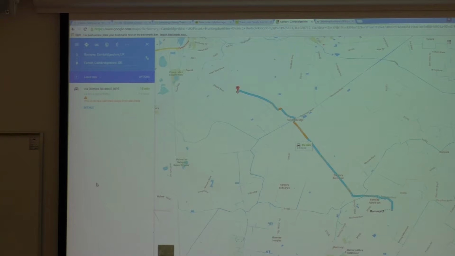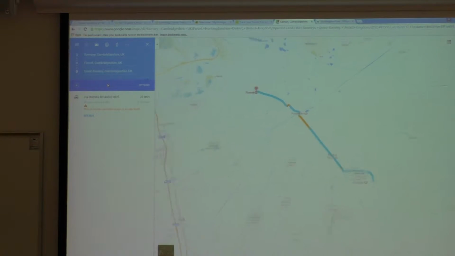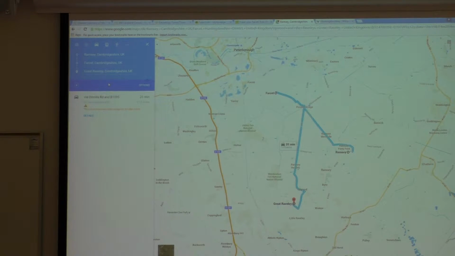It says 3 miles, but that's taking roundabout roads. It's about 7 miles total. Okay, and now let's go to the next place. There was one that said Great Raveley, and there it is. And then we added in another one, and another one that was in here was Whittlesey.